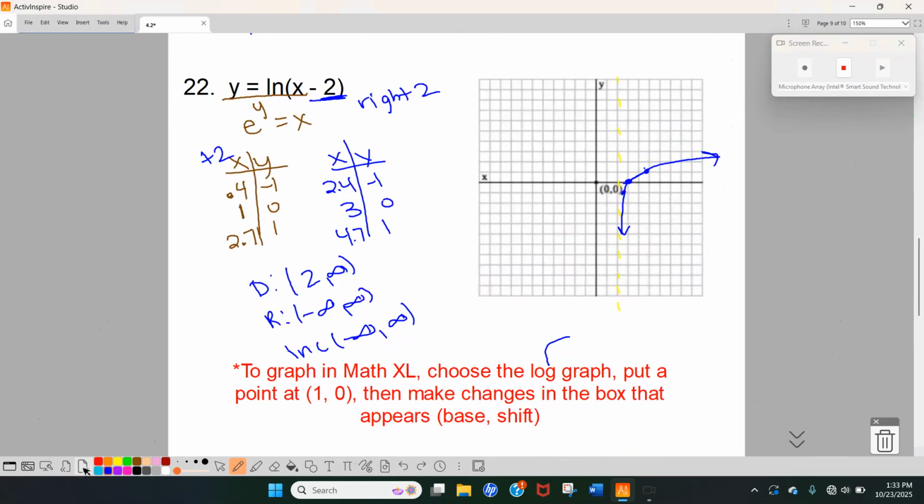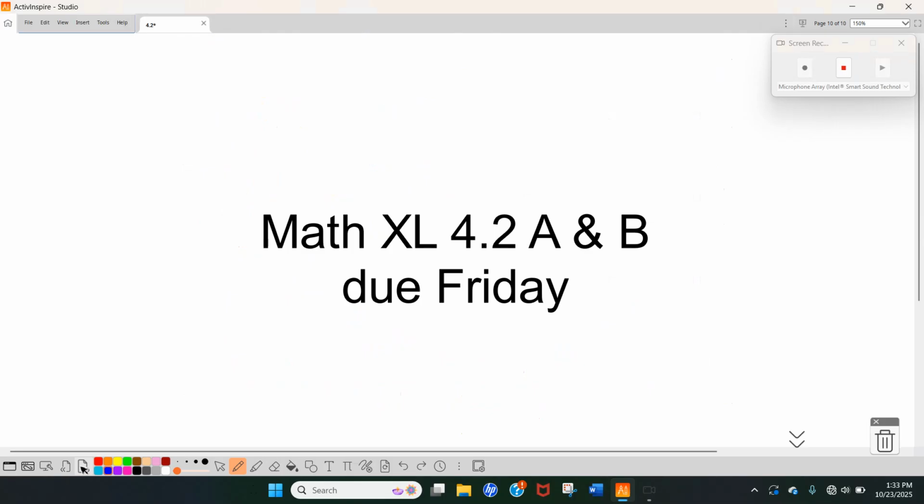All right, this is actually going to cover 4.2a and 4.2b. You should be able to do both of those with this video. Again, if you have questions, please ask. You can email me with questions if you need to while you're at home.